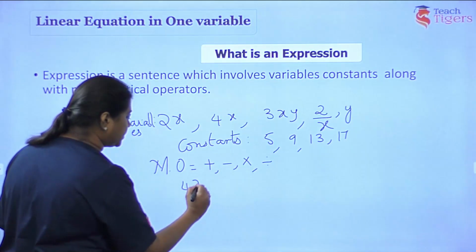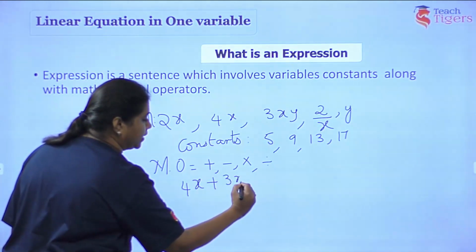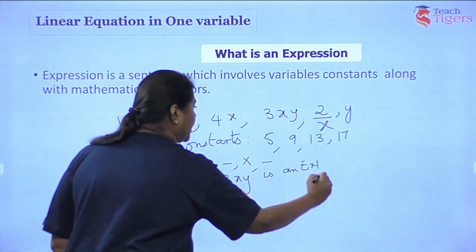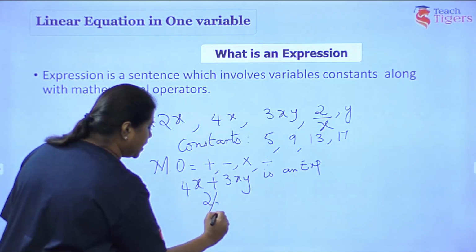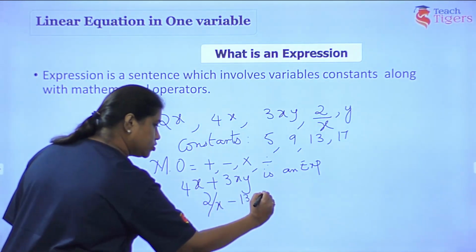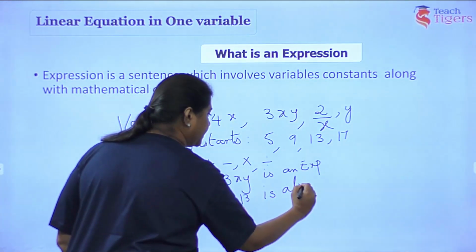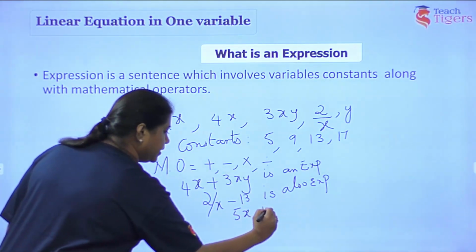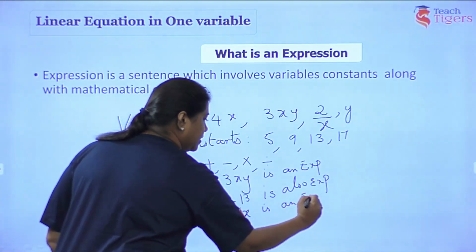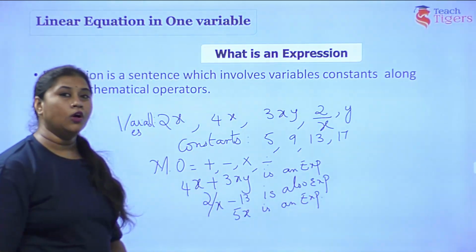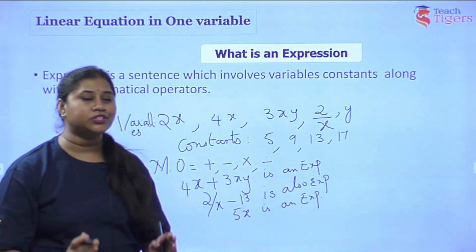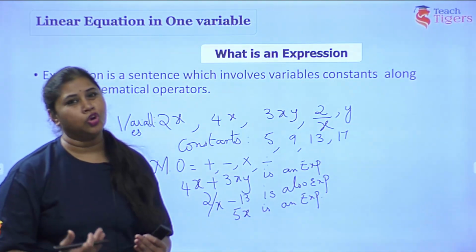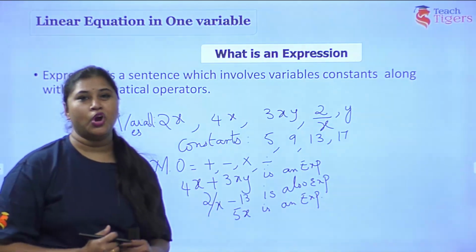I'll say 4x plus 3xy is an expression. Is it not? Now I'll take 2 by x minus 13, which is also an expression. Then only 5x is an expression. So all these are expressions which involve constants, variables and mathematical operators. Sometimes we don't use mathematical operators also. So this becomes your expression.